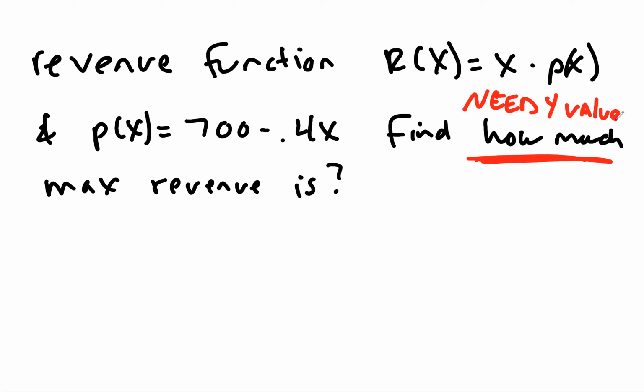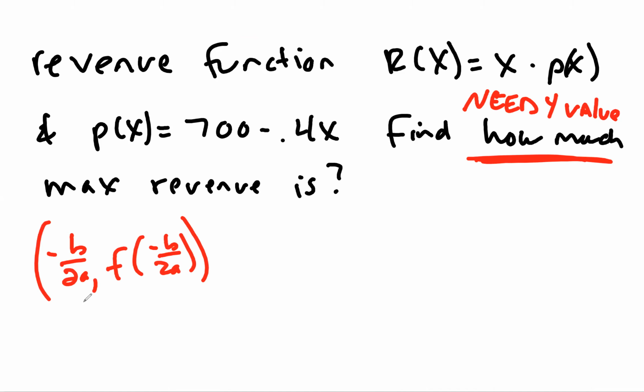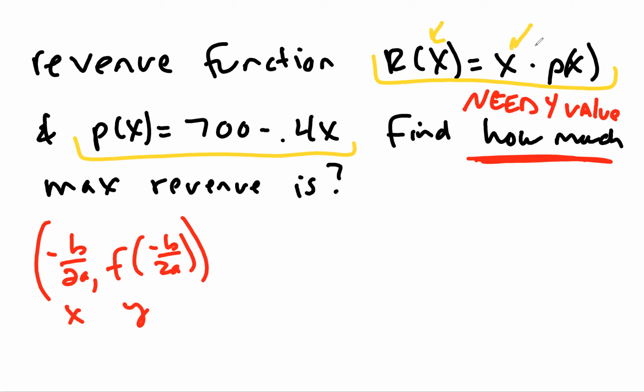Well, in this case, my x value I know is the opposite of b over 2a. My y value is f of the opposite of b over 2a. So even though I need the y value as my final answer, I'm still going to have to find the x value first. And so what I'm going to have to do is take into consideration these two formulas, these two functions. I know that my big revenue function is x times P of x. However, I know what P of x is, and so I can take what P of x is and get rid of this stuff. And so I can take these two functions and combine them.